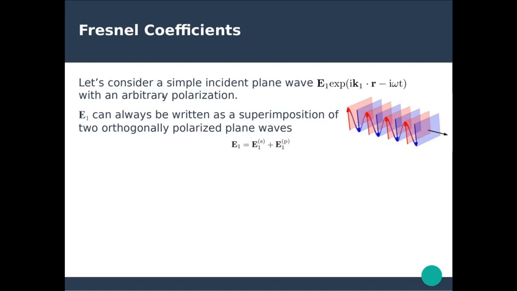So this is just with an arbitrary polarization, and E1 can always be written as a superposition of two separate plane waves with orthogonal polarization. So E1 can be decomposed into two separate polarizations. I've touched upon this in a side note just before, and it's something general. In this case, we label those two components not as parallel and perpendicular, but as polarization S and polarization P. The S and P labels come from German terms meaning parallel and orthogonal to the incident plane.